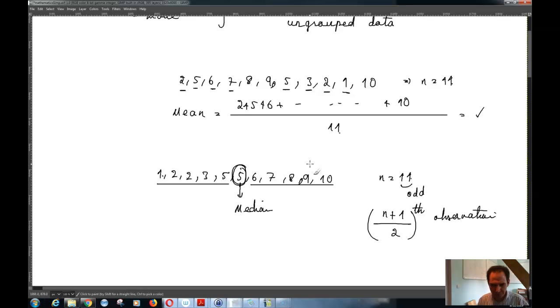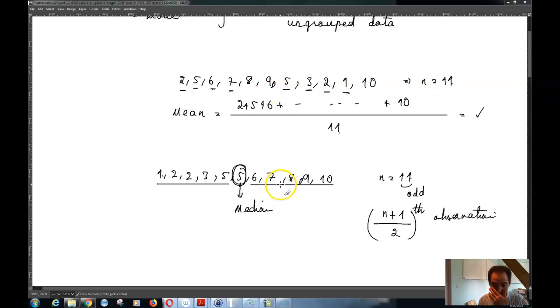Probably the age of a couple of people, a bunch of people, but let's get past this. I want to just give you, hopefully, only the theory here. So that is the median and how you calculate it in case of ungrouped data.